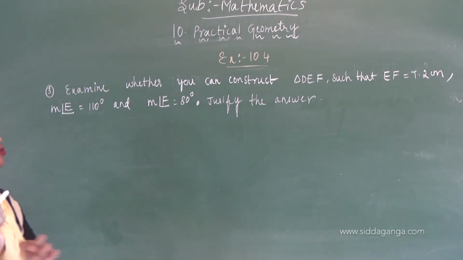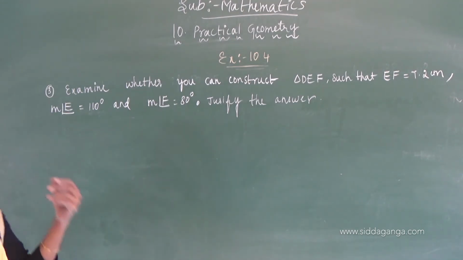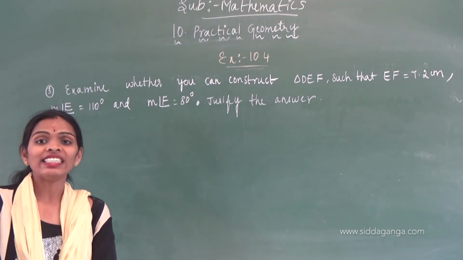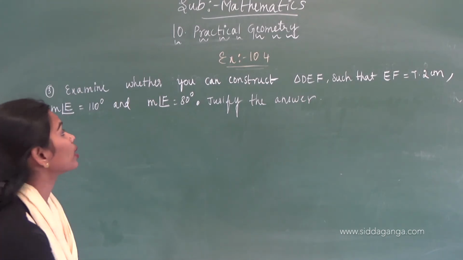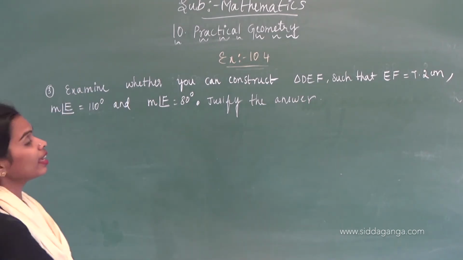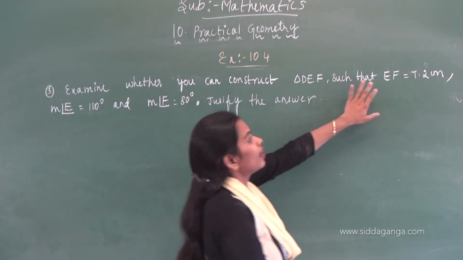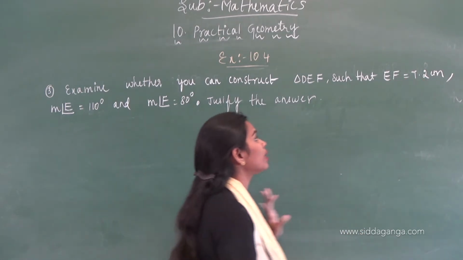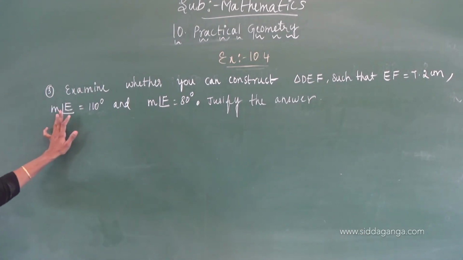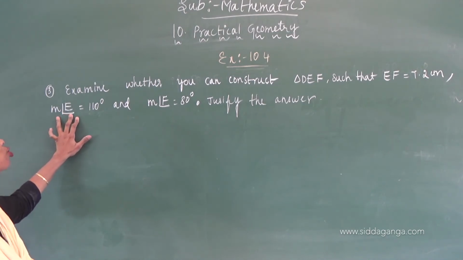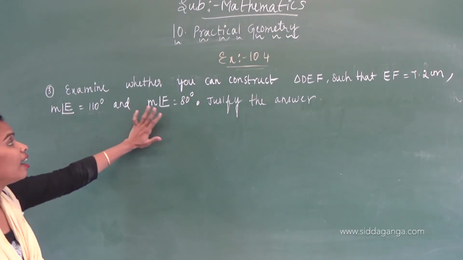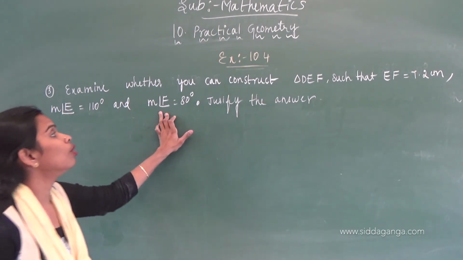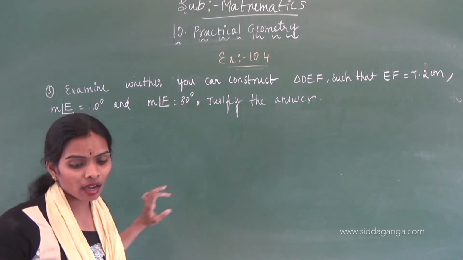See here, children. What we have to construct here? We have to construct a triangle DEF such that EF equals 7.2 centimeters, measurement of E equals 110 degrees and measurement of F equals 80 degrees. Justify your answer.